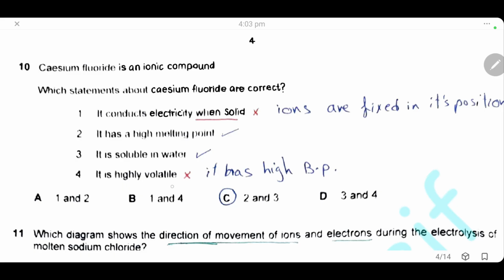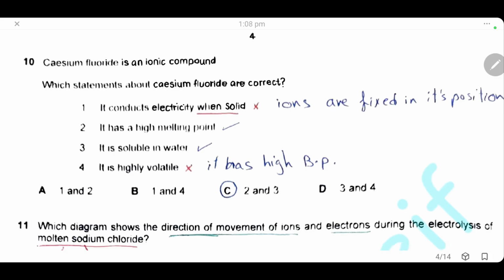It is highly volatile. This is a wrong statement because highly volatile means low boiling point, and ionic compounds have a high boiling point. So here only statements 2 and 3 are correct, and the answer will be C.